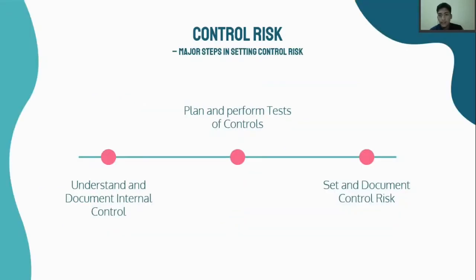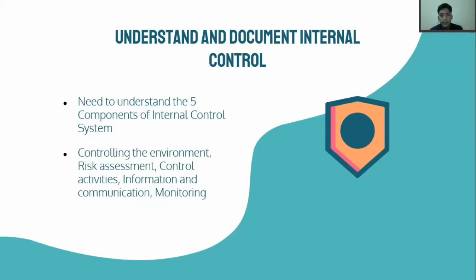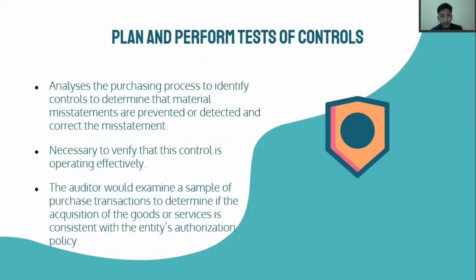Okay, the first element of risk is control risk, and there are three major steps in setting the control risk. The first one is understand and document internal control. The second one is plan and perform test of control, and the third one is set and document control risk. The first step is understand and document internal control. So the auditor needs to understand the 5 components of the internal control system, which are controlling the environment, risk assessment, control activities, information and communication, and the last one is monitoring.